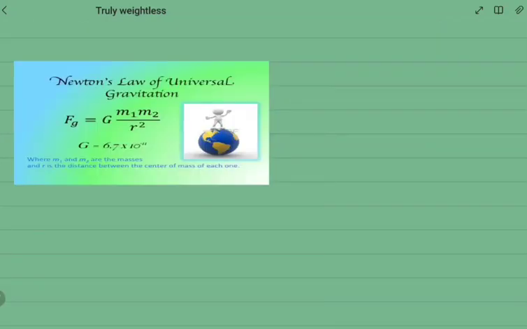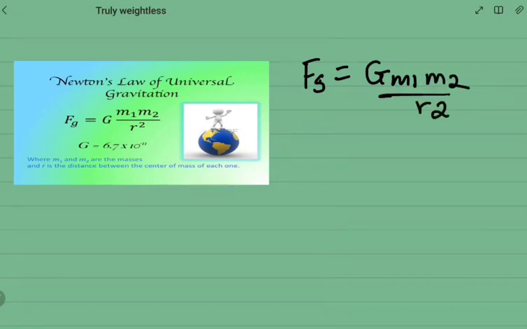Okay, now how do we define weight? From the above discussion, we have already concluded the gravitational force Fg, which is equal to the gravitational constant times mass 1 times mass 2 divided by r squared. Now, what is weight? When we talk about the weight of something, for example a person, it is the gravitational force of attraction between the earth and that person.